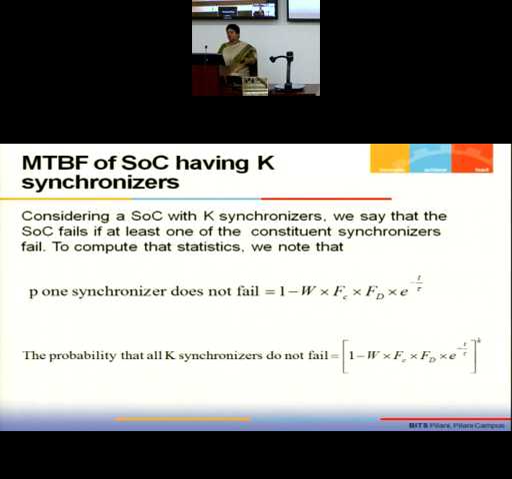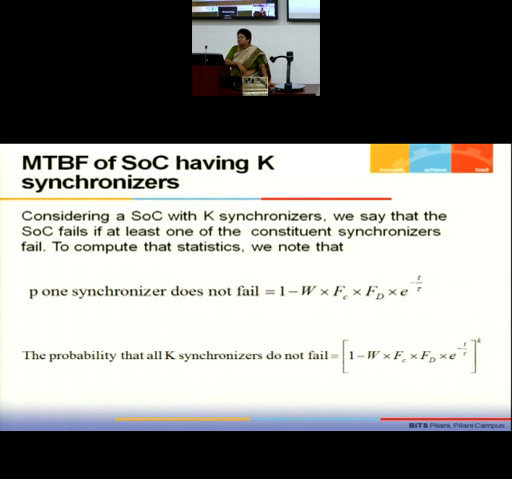Now you may go on making some more calculations. Suppose you have some number of synchronizers, and we say that the SOC will fail if at least one of the synchronizers fails. So again you can find out the probability that the SOC, system on chip, will fail if there are K synchronizers, because I will not have only one synchronizer. You will have multiple synchronizers because it's a big system, and I do not want even a single synchronizer to fail, because one synchronizer failing means the system going into a failure mode.